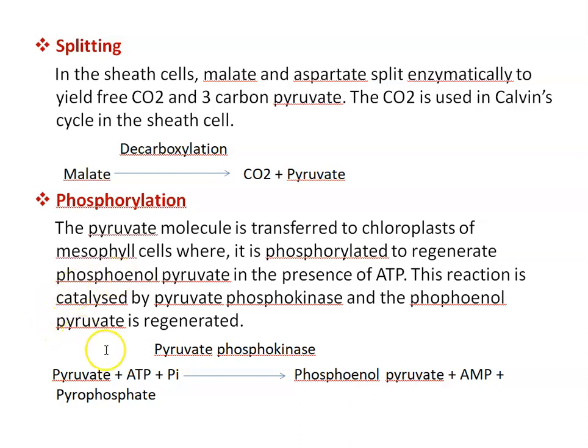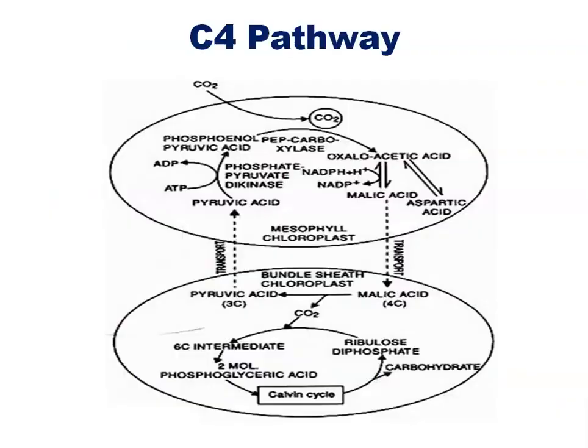Here, the pyruvate molecule is transferred to the chloroplast of the mesophyll cell, and here it is phosphorylated, meaning addition of a phosphate group in the presence of ATP and pyruvate phosphate dikinase enzyme. The product formed is phosphoenol pyruvate plus AMP and pyrophosphate. So this is the C4 pathway.